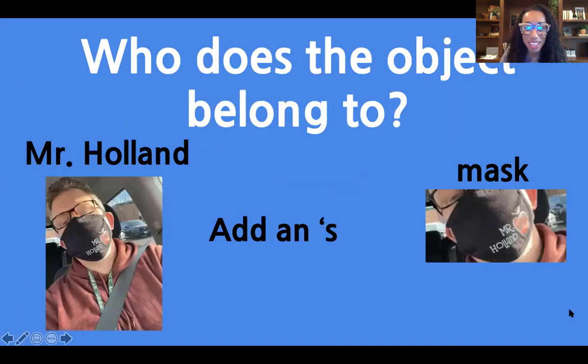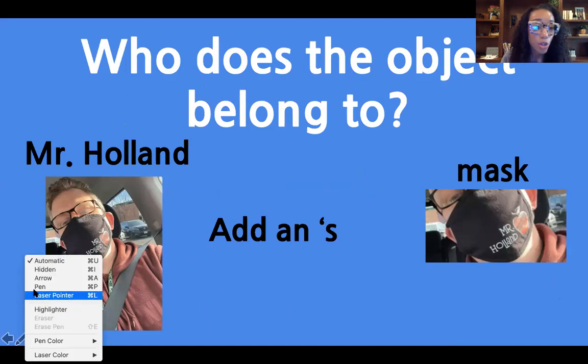Okay, so let's move on. Who does the object belong to? Let's practice possessive nouns. So this is Mr. Holland. He is the Virtual Academy principal, right? Mr. Holland is over here on the left, and on the right, you can see that this is his mask. To show that this mask belongs to Mr. Holland, I'm going to add an apostrophe S.